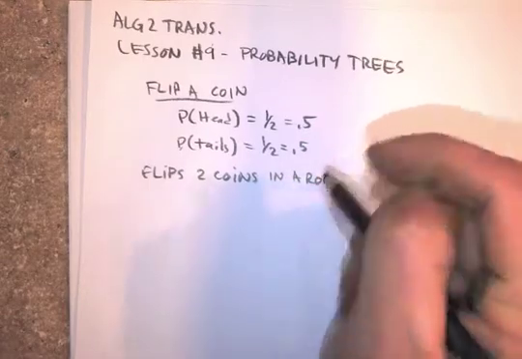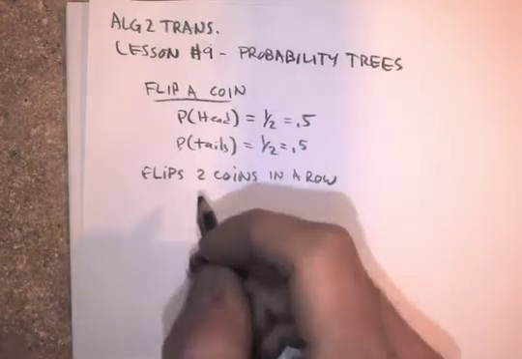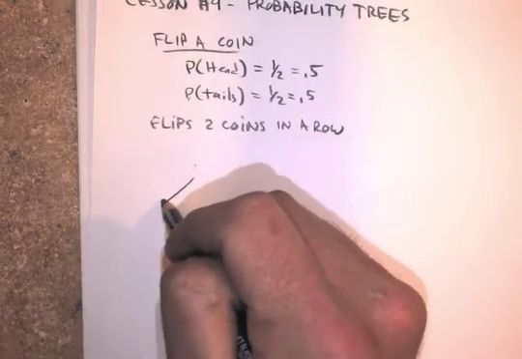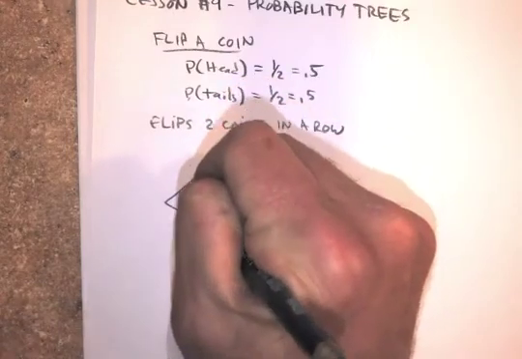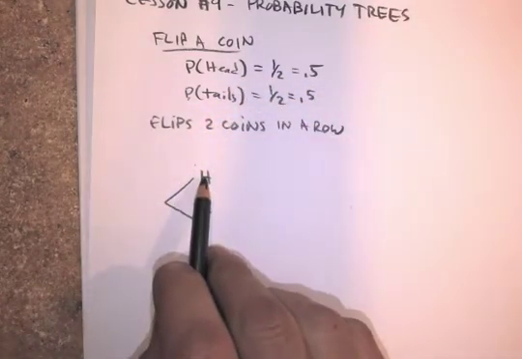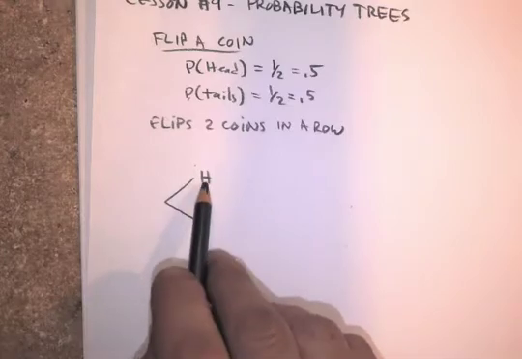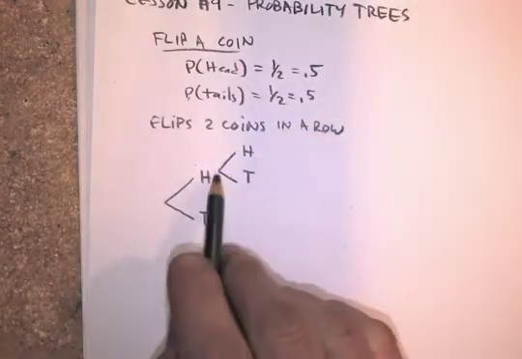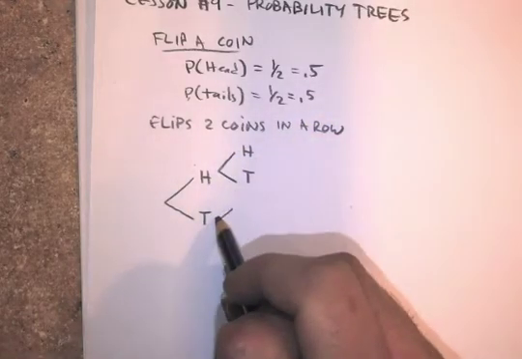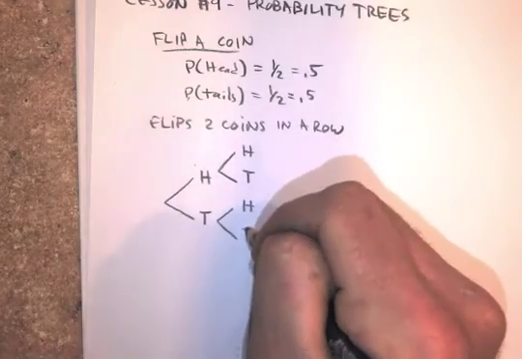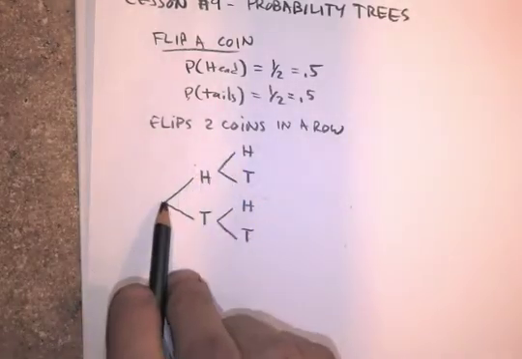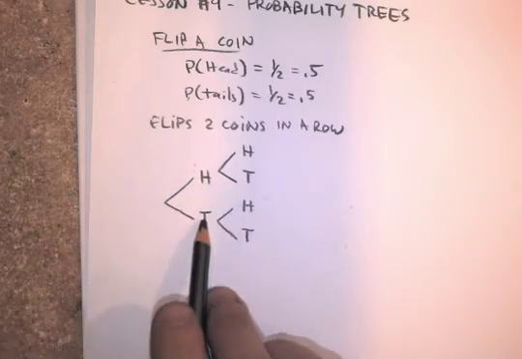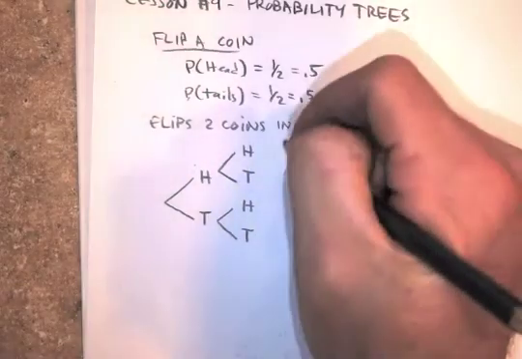Okay, getting into the trees a little bit, you flip 2 coins in a row, or you flip a coin and you flip another coin, however you want to think about it. Basically we have to look at 2. I'd like you to make a tree like this. The first flip, heads or tails could happen. Then off of each of those, we could have heads and tails again, because this is the second flip. So you could get head, head; head, tail; tail, head; or tail, tail. This shows all the possibilities.